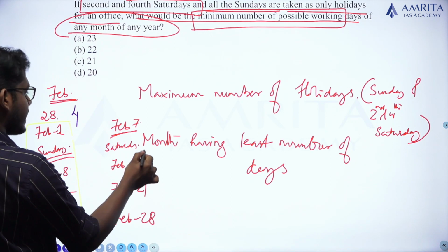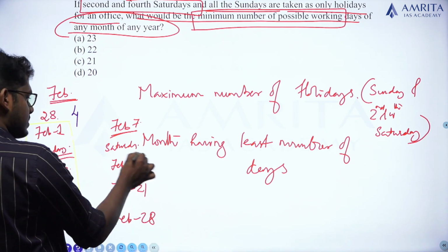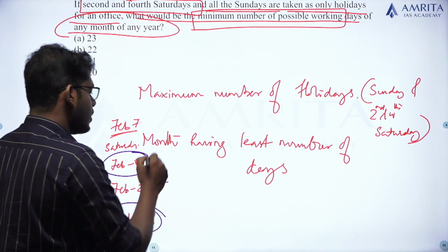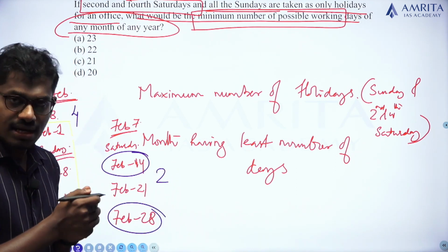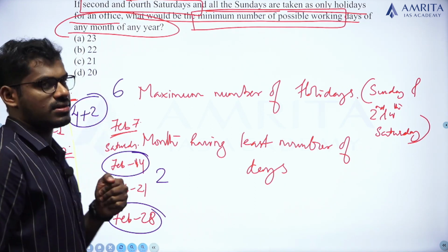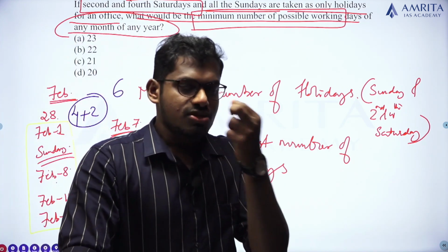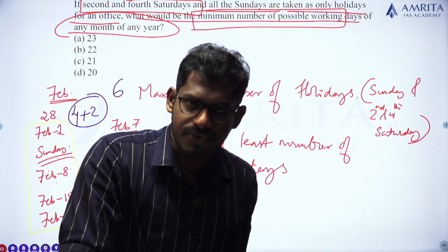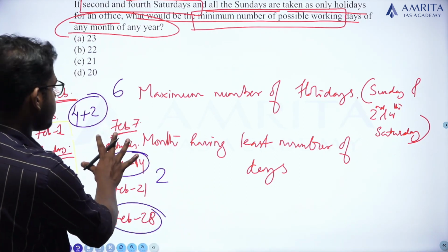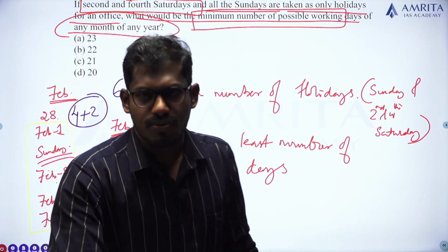And then the second and fourth Saturdays are taken as holidays. This is the second Saturday and this is the fourth Saturday. So in total it contains 2 Saturdays as holidays. So together there are 6 holidays in the month. This is the month containing the least number of days, and we have taken the maximum number of holidays, and at maximum it can have 6 holidays.